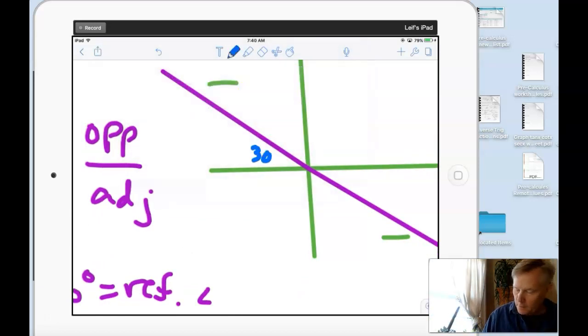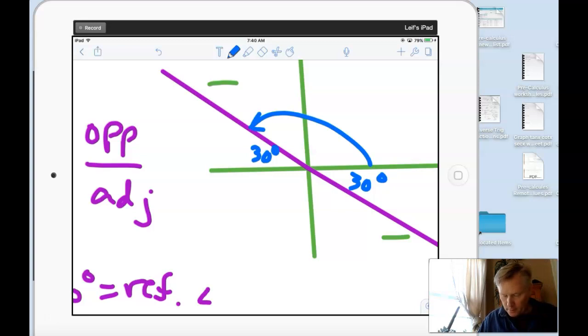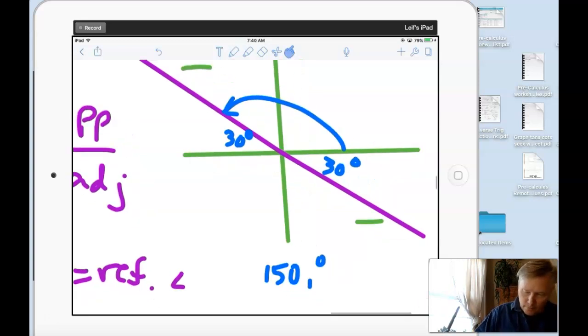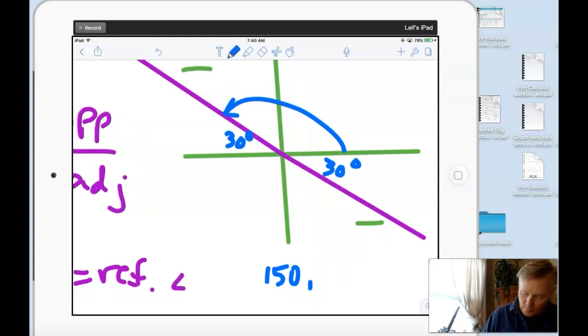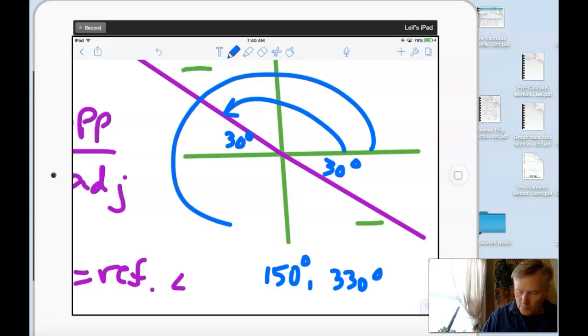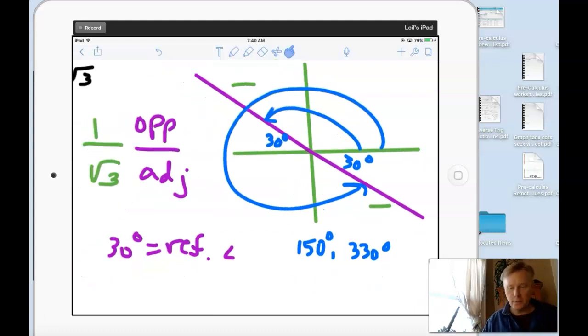So this is 30, always to the x-axis with that. So how much is that? We'll give you 180 minus 30, which is 150. And the other one would be 330, because you go almost all the way around, but come up 30 degrees short. 360 minus 30. Those are the answers.